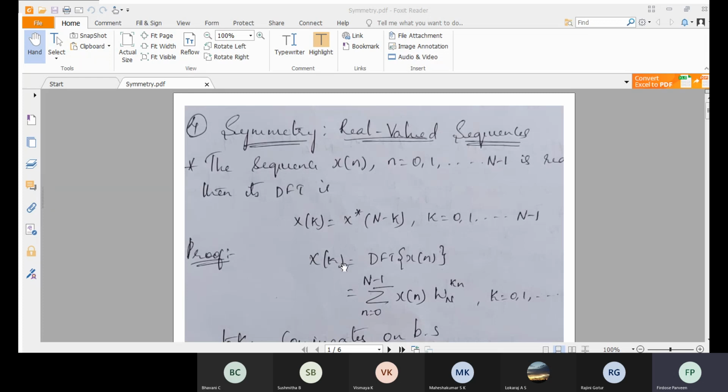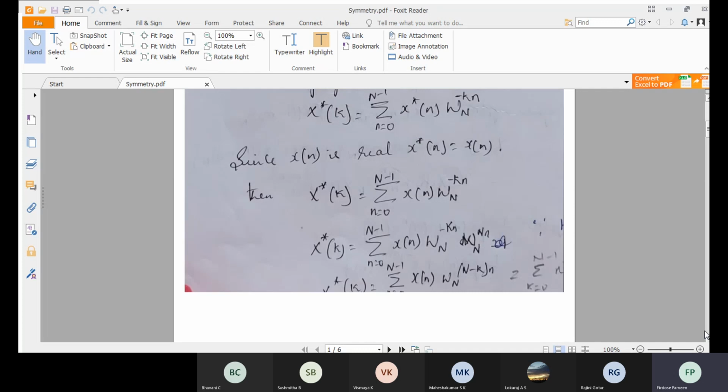Here we know that X of k is nothing but the DFT of x of n. So what is the DFT formula? It is nothing but summation n is equal to 0 till N minus 1, x of n W_N to the power of kn, where k is equal to 0, 1 till N minus 1.